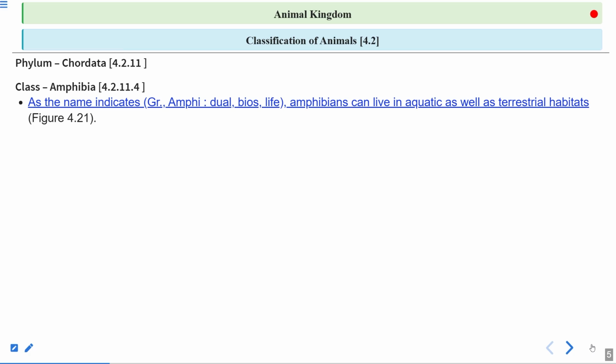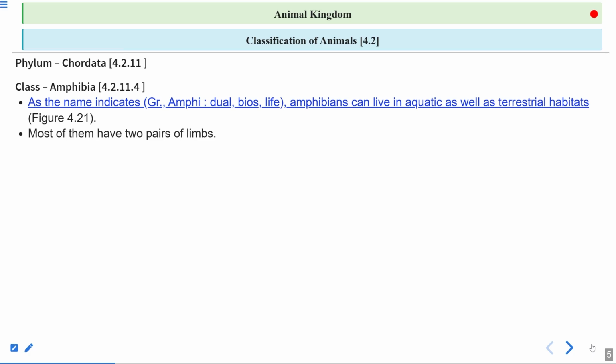Amphibians can live in aquatic as well as terrestrial habitats. Yes, they can live on both land and water, right? That is why they are called amphibians, because one part of life is spent in the aquatic environment, and one part of life they live in the terrestrial habitat, right? So these organisms are amphibians, because amphi means dual and bios means life. Dual life they are exhibiting, right?